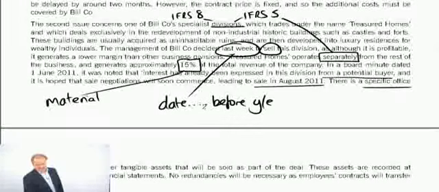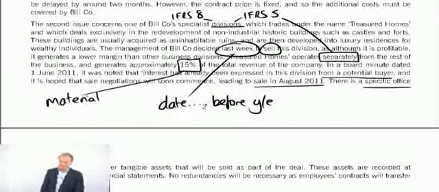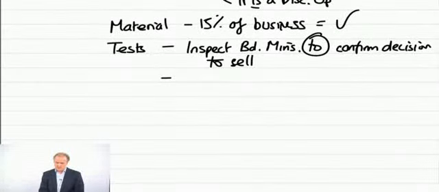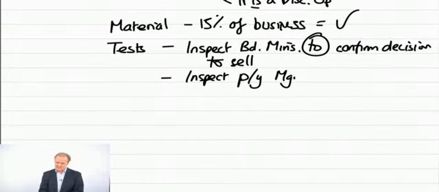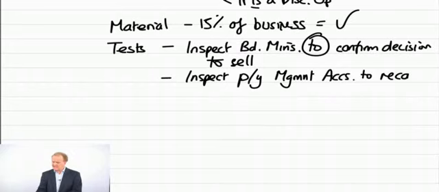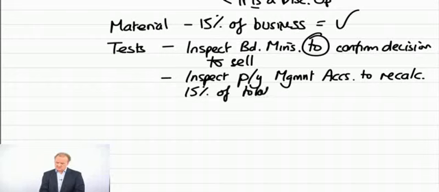It says last year it generated 15% of revenue, operates separately, etc. We ought to test all of that, I suppose. So I would inspect prior year management accounts to recalculate its 15% of total revenue.